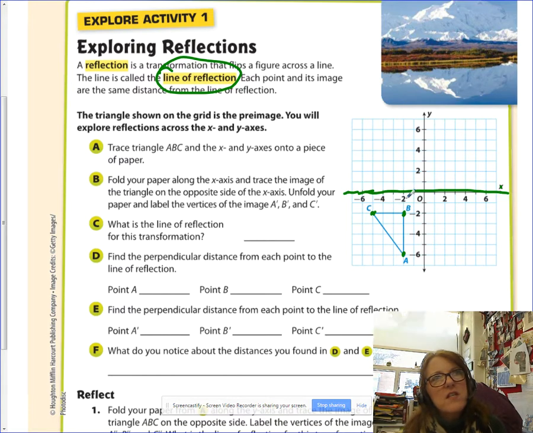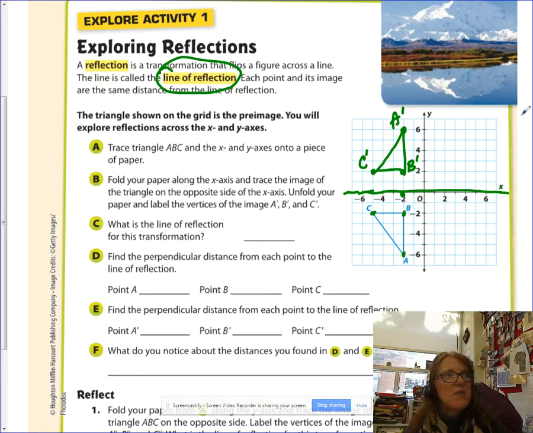Okay, now can you visualize this? Let's start with A. A right now is 1, 2, 3, 4, 5, 6 units away. When I fold this, this is going to plop and end up here 6 units on the other side. This is A prime. B right now is 2 units below the x-axis. It's going to land 2 units above. There's B prime. C is 2 below. This should be 2 above. Here's your new triangle, and that's the reflection.